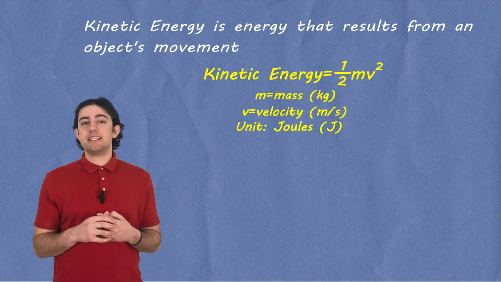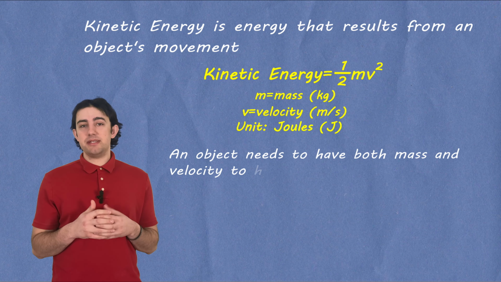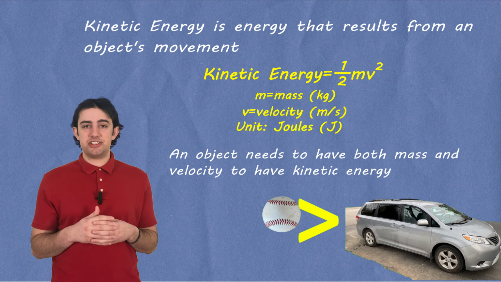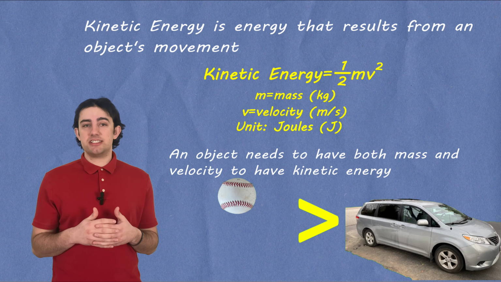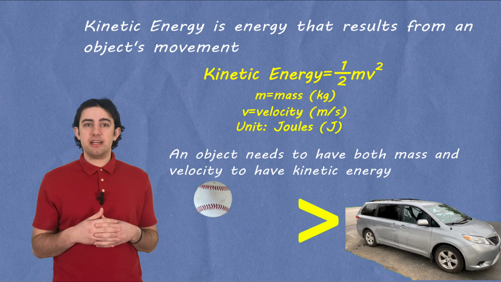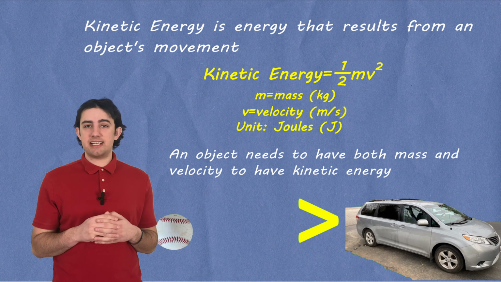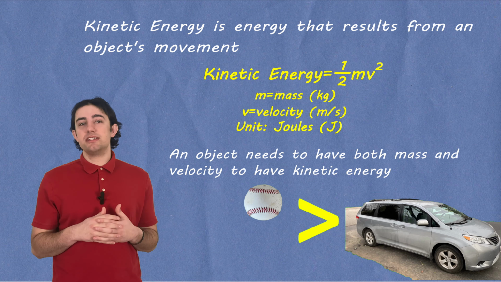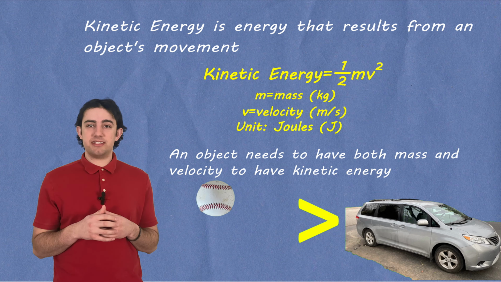An object needs to have both mass and velocity to have kinetic energy. This means that a baseball thrown through the air has more kinetic energy than a parked car. Since it is not moving, the parked car does not have any kinetic energy. As the velocity is squared, it is more important than the mass in determining the kinetic energy of the object. As a result of being squared, doubling the velocity will actually result in quadrupling the kinetic energy of the object.